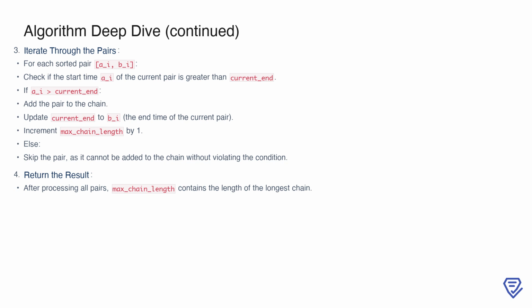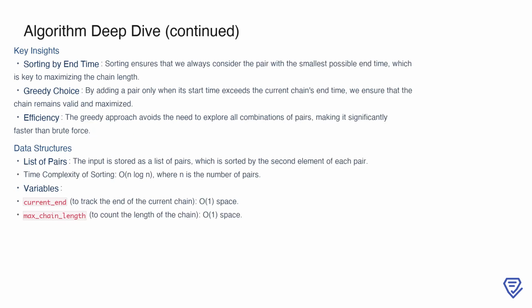This algorithm is built on three key insights. First, sorting by the end time of the pairs is crucial because it allows us to always consider the pair that leaves the most room for future pairs in the chain. Second, the greedy choice of adding a pair only when its start time exceeds the current chain's end time ensures that the chain remains valid and optimal. Finally, this approach is much more efficient than brute force, as it avoids exploring all possible combinations of pairs.